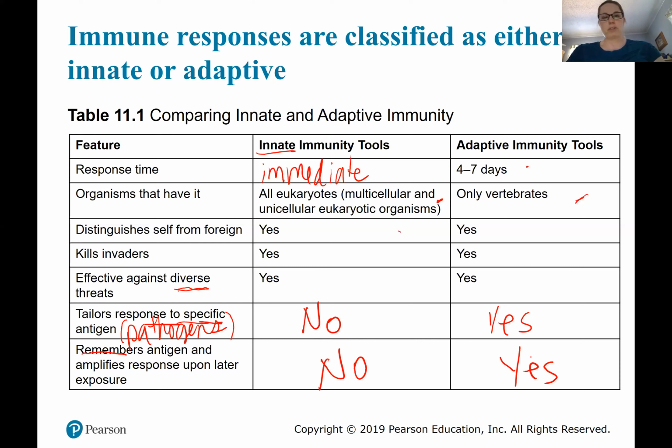Definitely make sure you highlight that table there and know the differences between innate and adaptive immunity.